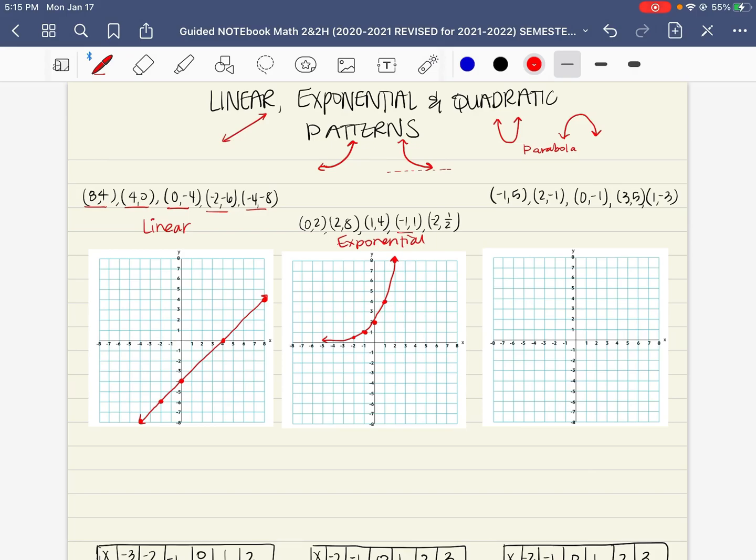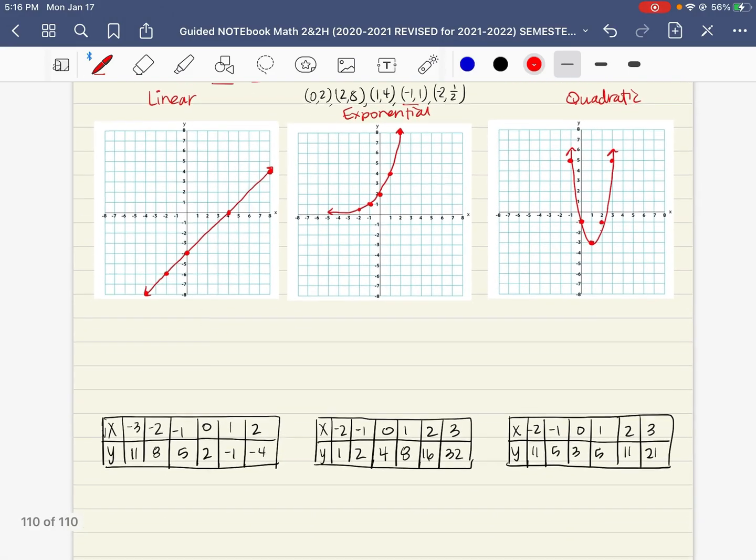And then on the right, we have negative 1, 5. So I'm going to go to the left 1, I'm going to go up 5. The next point, 2, negative 1. I'm going to go to the right 2, down 1. 0, negative 1. Looks a little crazy. 3, 5. I'm going to go to the right 3, up 5. And then 1, negative 3. So this one right here definitely creates that parabola look. It's symmetric. So we know that this one must represent a quadratic function. Okay, so from points given, you're just going to plot those on the graphs that are provided to you, and you're going to identify what kind of function it represents.